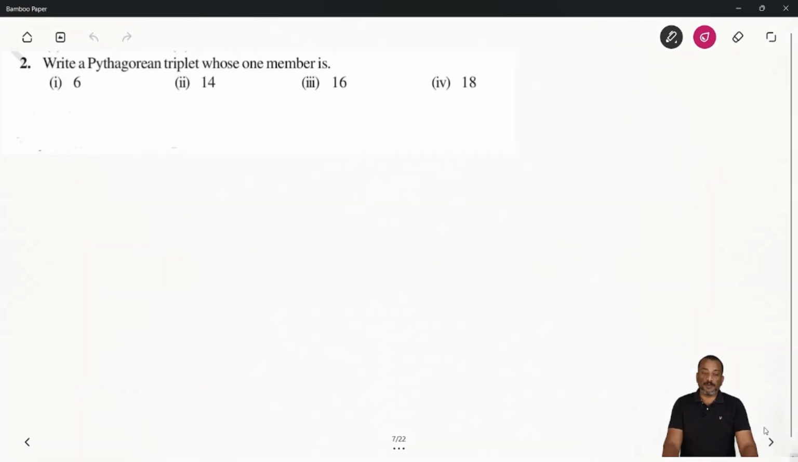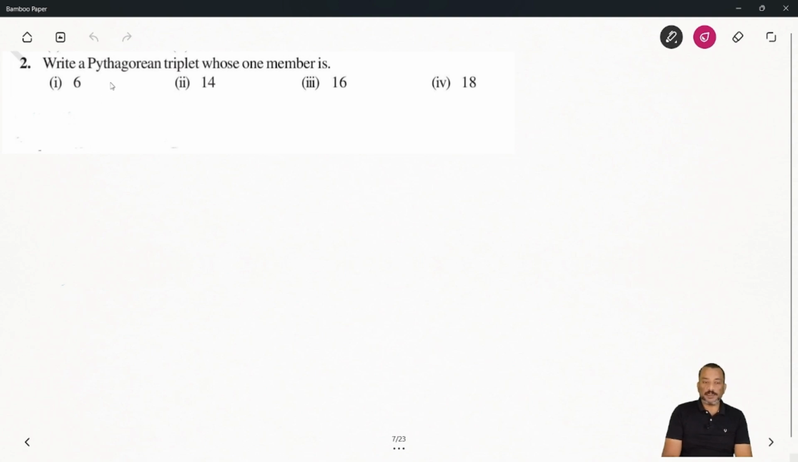Okay, now coming to the second question, it is saying write a Pythagorean triplet whose one member is given. Means you have to be given one member of the Pythagoras triplet and you have to write the other two members. So how can we find? This is very important from the examination point of view, as well as if you're going for higher grades. There it is required. Now you can see the second question.